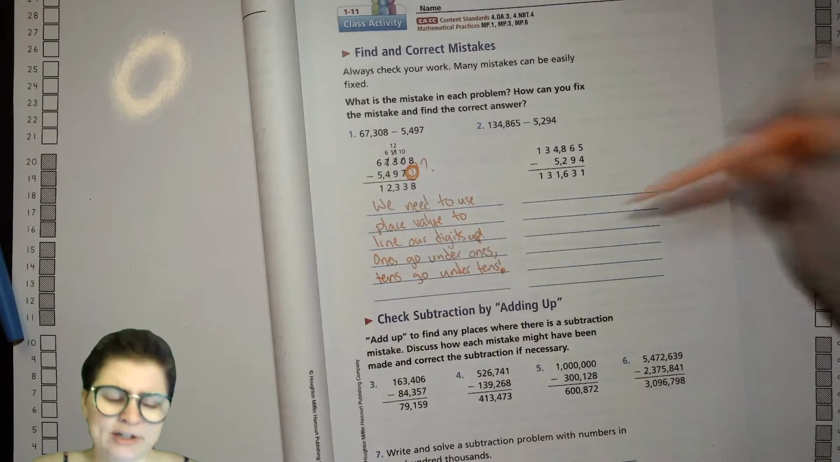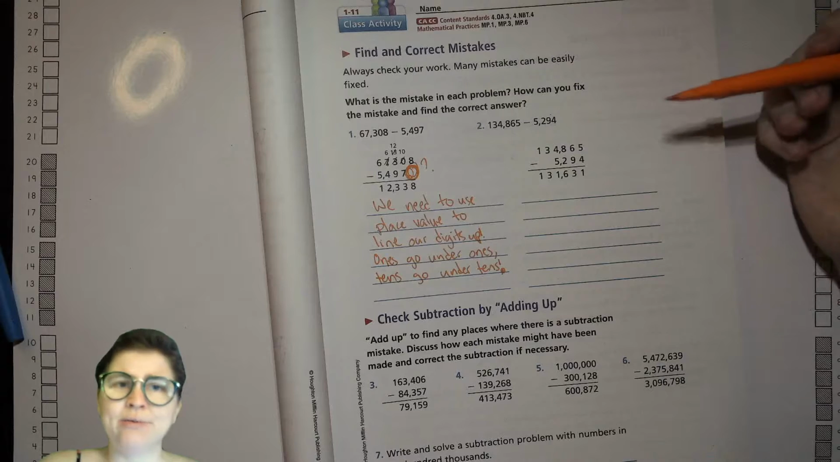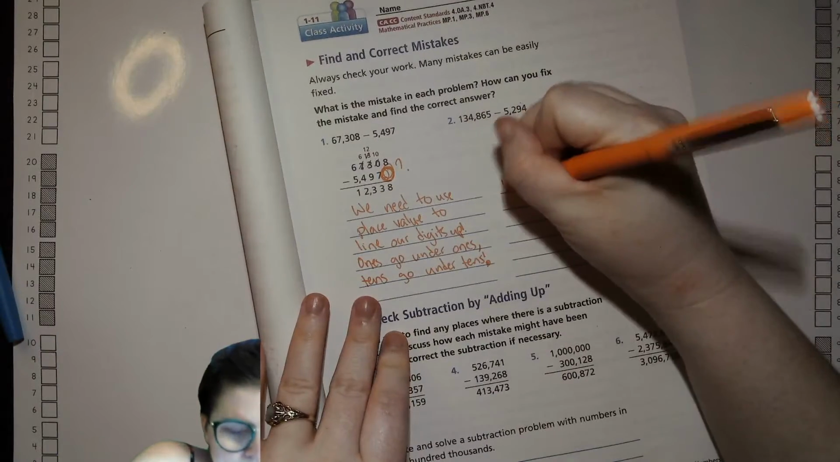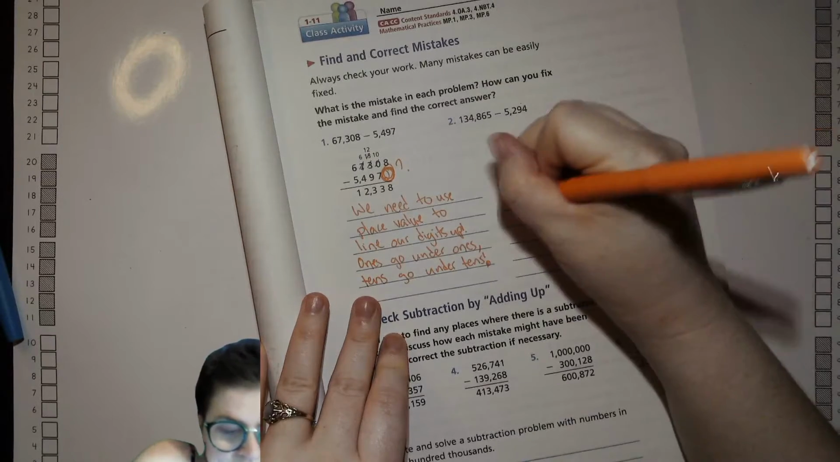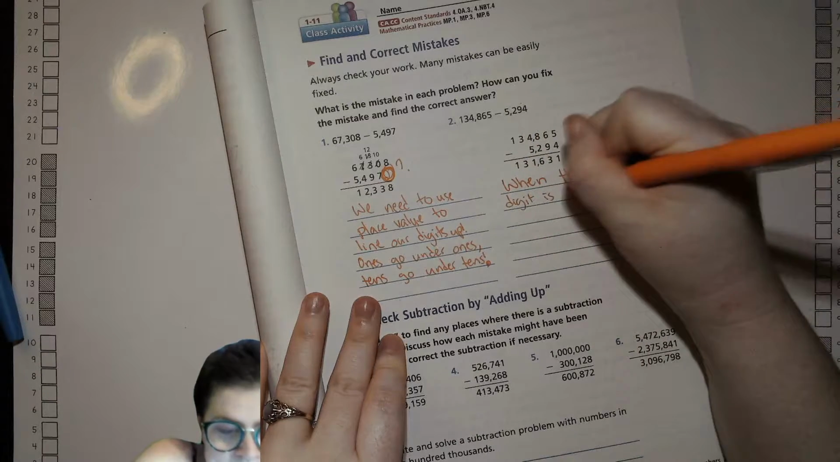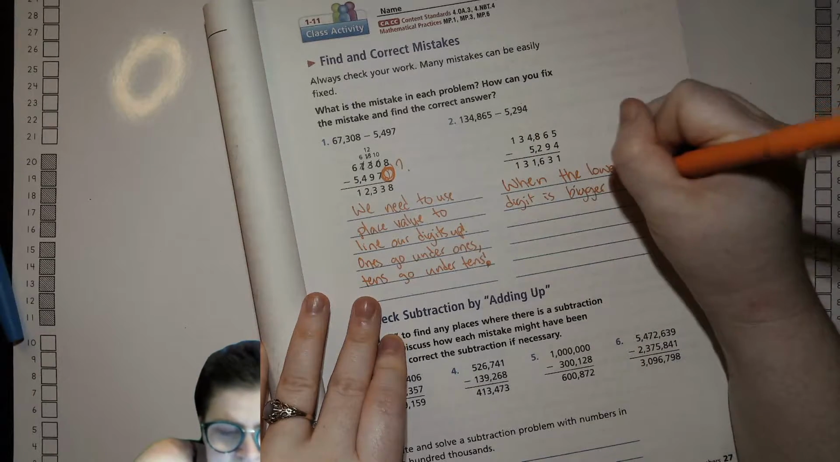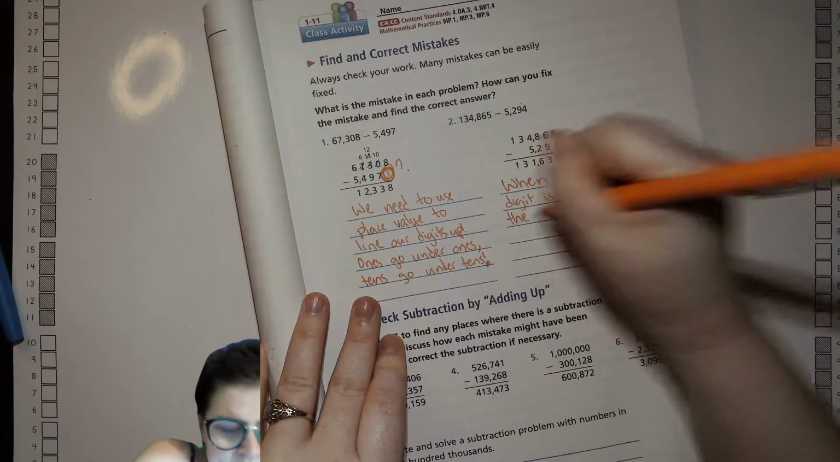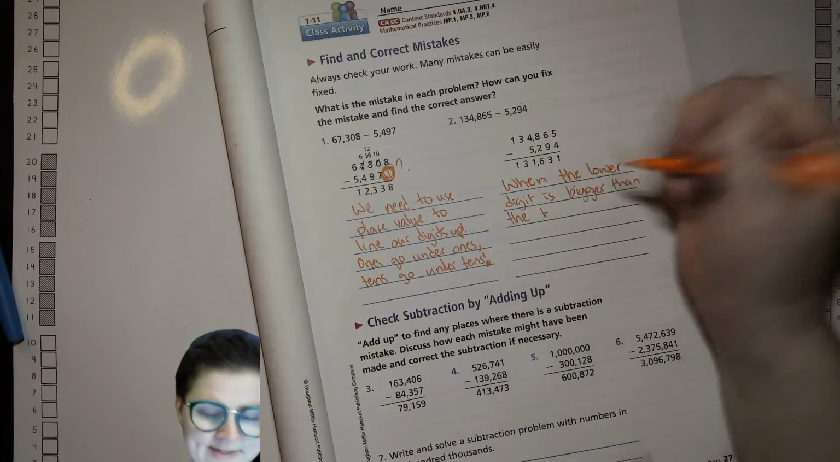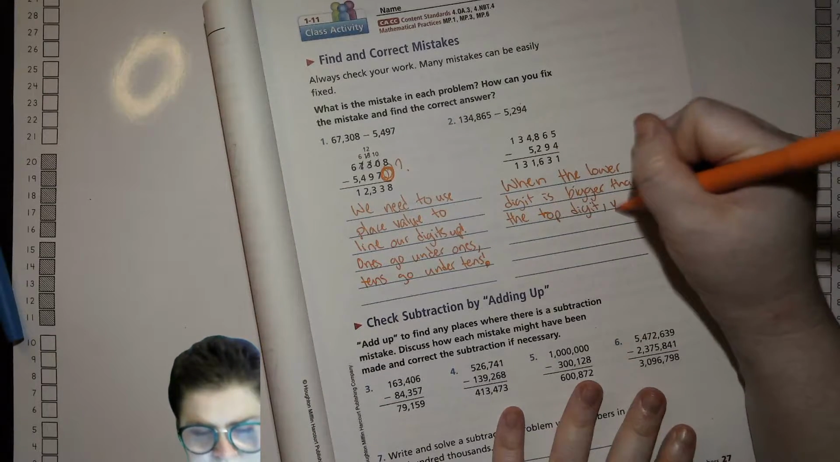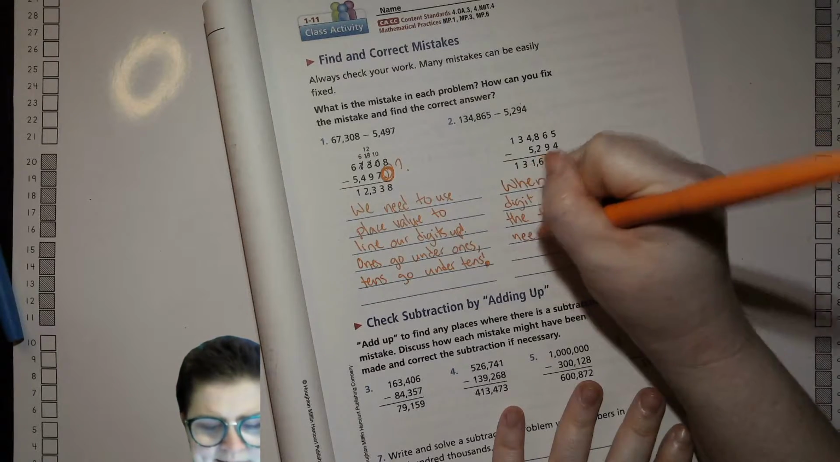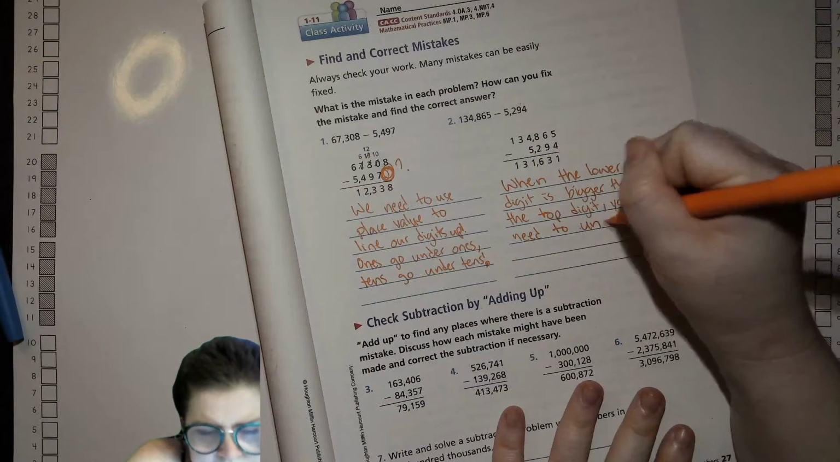We have to ungroup. What did they do? They just decided, oh, we'll just do 9 minus 6. You can't do that. You have to ungroup. So when the lower digit is bigger than the top digit, you need to ungroup.